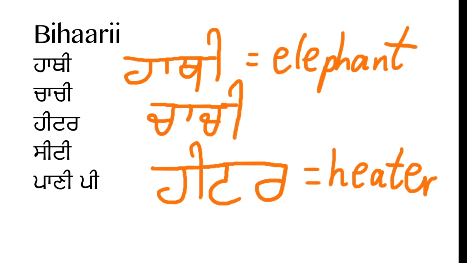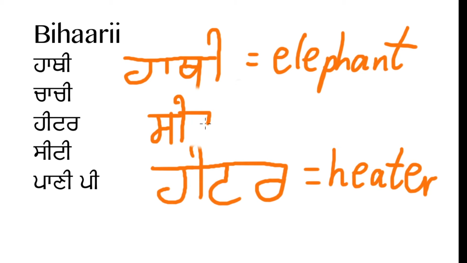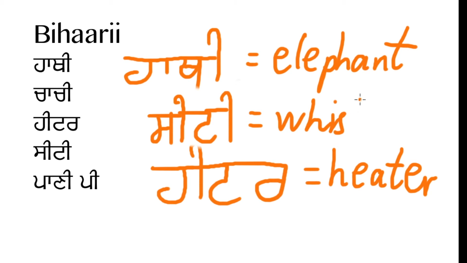Next we have, I'll rub out chachi to make some more space. Seeti. So it's got two Bihaariis. And we have a sasa, Bihaarii number 1, a tatta, kakka, and then Bihaarii number 2, seeti, which basically means whistle. Now I can't whistle to save my life, otherwise I'd show you, but basically a seeti is a whistle.